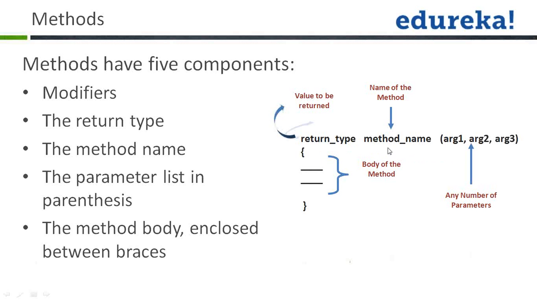Method underscore name is the name of the method using which you'll be calling the method. You'll be using that method in your program. Okay, like add, then you'll be calling that add name and then only you'll be using it in your program.